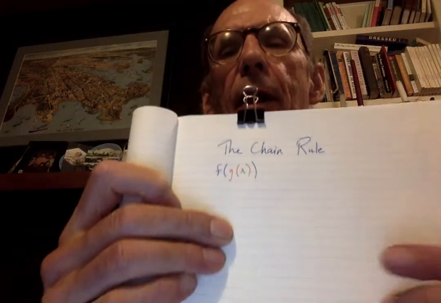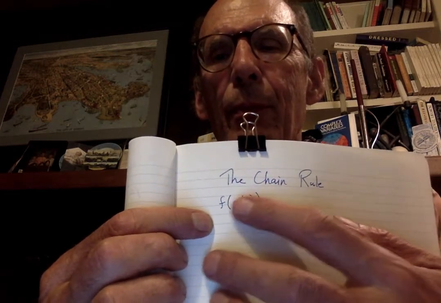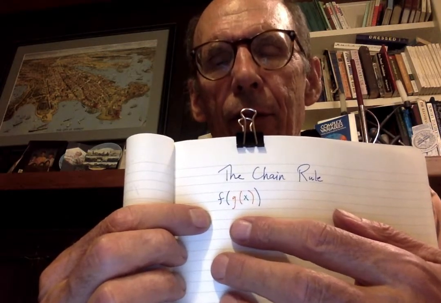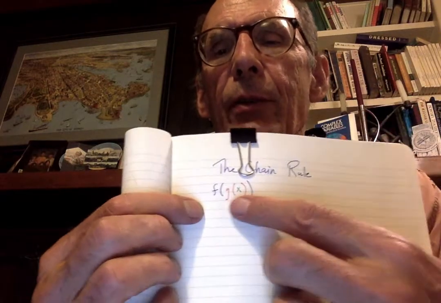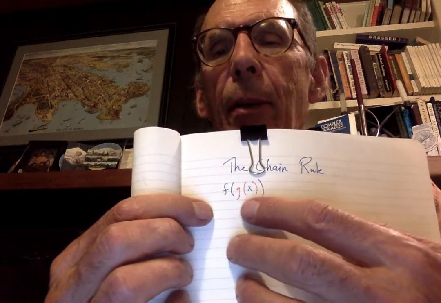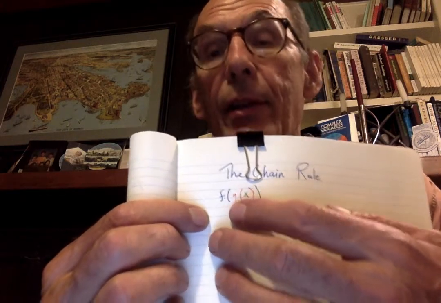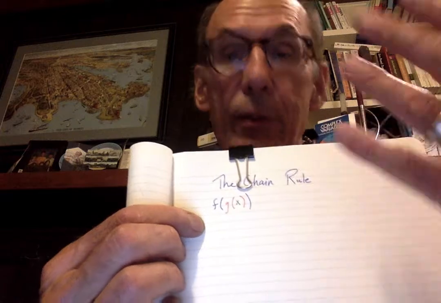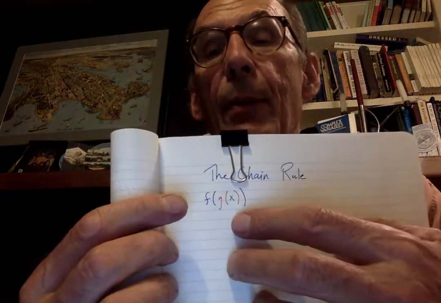So here's a kind of typical situation. And you have to kind of read this like a lot of functions. The function is what it does. So you take x, g does something to x, and that gives you some number. And then f does something to that number. And so this is something that happens quite a bit.